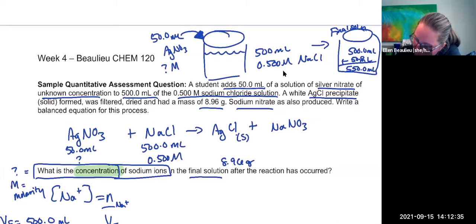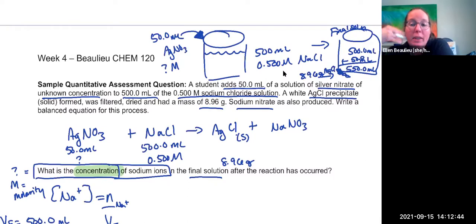I was told this precipitates out. So at the bottom, after the reaction, I have 8.96 grams of silver chloride. But sodium nitrate is soluble, as all sodium salts are soluble. Why did I write AG? Okay, AQ. Sodium is still in solution. It doesn't react. It doesn't come out of solution. So all the sodium ions in solution at the beginning are still in solution at the end.